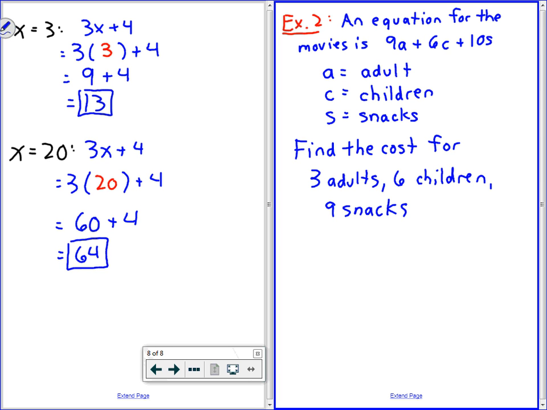This is a good equation. Again, you wouldn't think of an equation in your head when you're going to the movies unless you're a math teacher. Okay, right? But this is what I think in my head. I go, well, 9 adults, 6 for children, 10 for a snack. Again, I have no idea how much movies are.